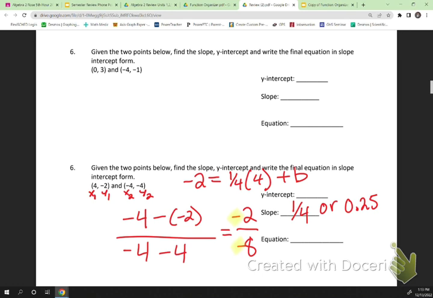Well, why'd you put 4 in for your x? I'm using the first point. What's 1/4 times 4? 1. So now I'm really doing -2 equals 1 plus b. So what is my y-intercept going to be? -3. 0, -3. Let's put it all together now. Y equals 1/4 x minus 3. That's it.